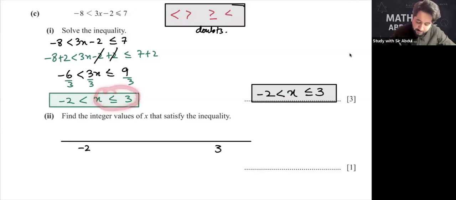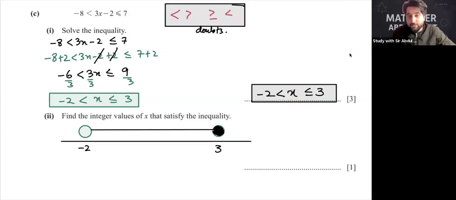So I will make one circle on 3 and one circle on negative 2. Let me fill the circle on 3 with color, because the question says x can be 3. But it is very clear that x cannot be negative 2, since x is greater than negative 2. That is the reason I'm not coloring the negative 2 circle. Let me connect them, and that's how we represent this on a number line.